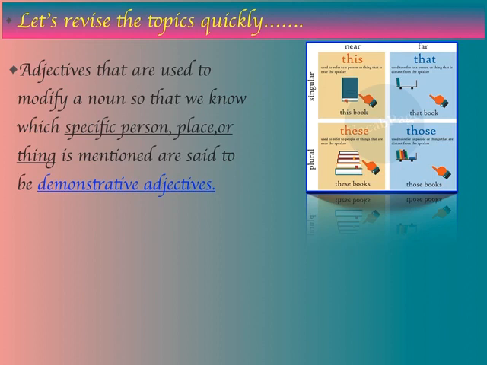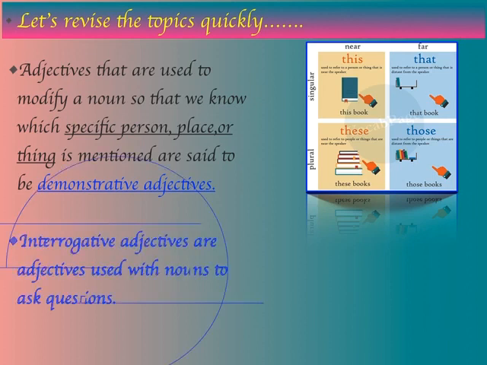For example, that book. And we use these to refer to the people or things that are near the speaker. So these is used for plural form and the thing which is near the speaker. So these books. And the last one is those. It is used to refer to the people or things that are plural in number but far away from the speaker. For example, those books. So here these, this, that and those are demonstrative adjectives.